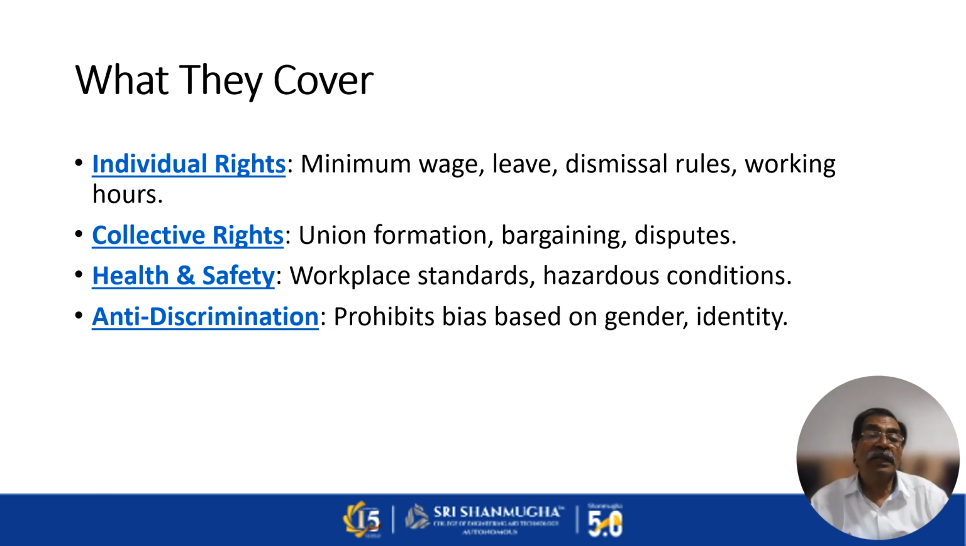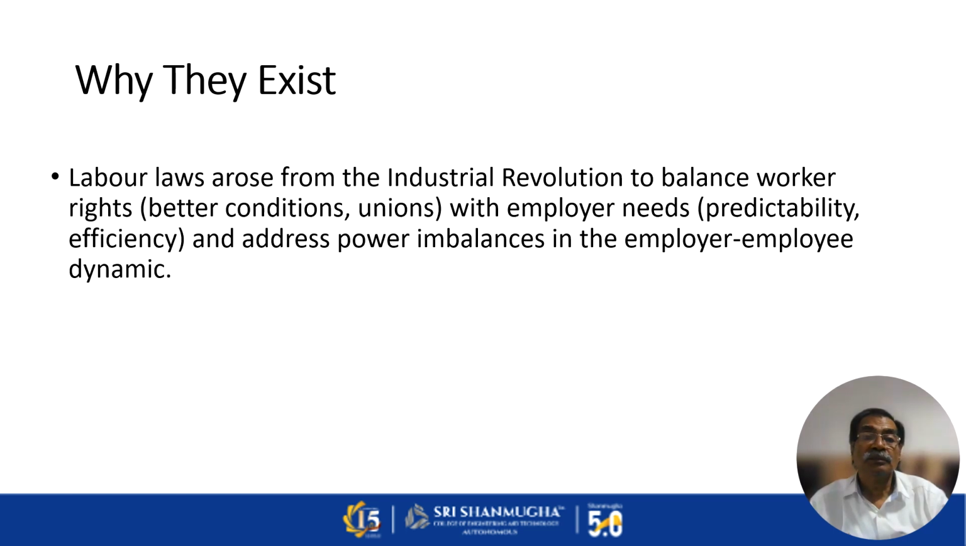What they cover: individual rights, that is minimum wage, leave, dismissal rules, working hours, etc. Then collective rights: union formation, bargaining, disputes. Then health and safety: workplace standards, hazardous conditions, etc. Then anti-discrimination: it prohibits bias based on gender or identity. Why do they exist? Labor laws arose from the industrial revolution to balance worker rights, better conditions and unions with the employer's needs, that is predictability and efficiency, and they address the power imbalances in the employer-employee dynamic.